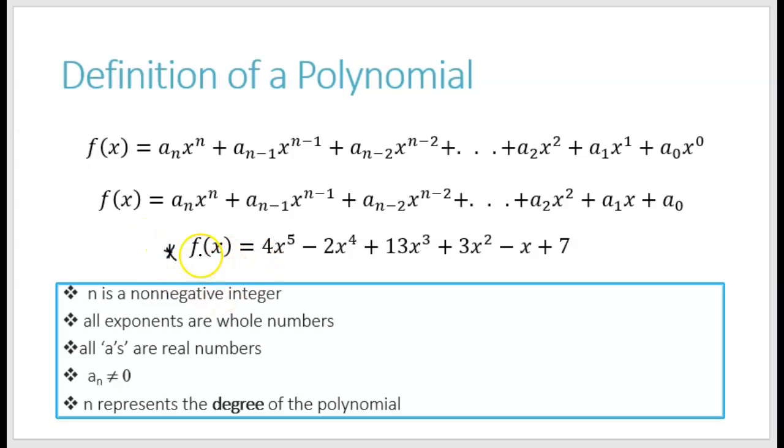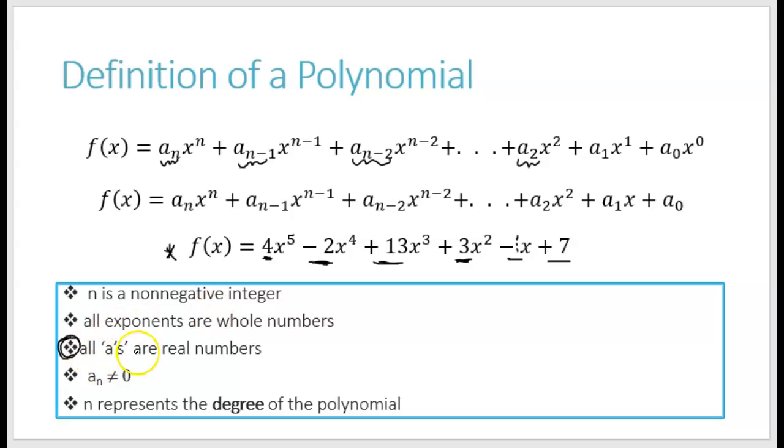Okay, so f of x equals 4x to the 5th power. So we've got these things called coefficients. The coefficients, so we've got a 4, a -2, a +13, a +3, a -1 that we can't see, but it's still there, and a +7. All of those are coefficients. Those are all our a values that you see up here. So the a sub n minus 1, and so on and so forth, all of those correspond to these numbers that I've underlined down here.